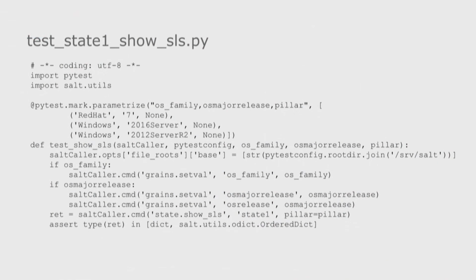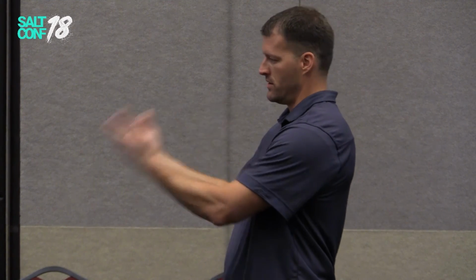So the argument there, you can see in the parameterized, we have OS family, OS major release, and pillar. So that third pillar, we can pass pillar data in to test that our state renders with some arbitrary pillar data. So it's not consuming pillar data out of our pillar file system, our /serve pillar, but we're able to basically test the same thing of if my minion had this pillar data, would it render? And so yeah, good catch, I didn't mention that earlier.